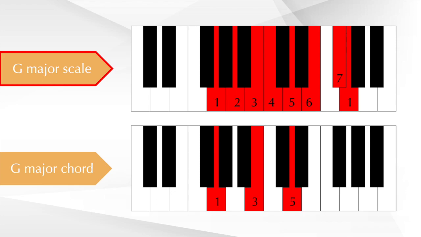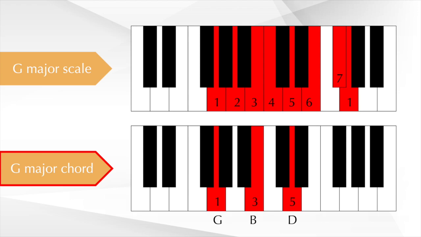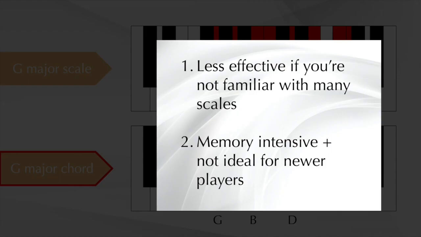The same applies for other chords. Let's take the G major chord as another example. To find the notes in a G major chord, we need to know the notes in the G major scale here. Similarly, we take the first, third, and fifth note of the G major scale, which happens to be G, B, and D, and there we have found the three notes in the G major chord.